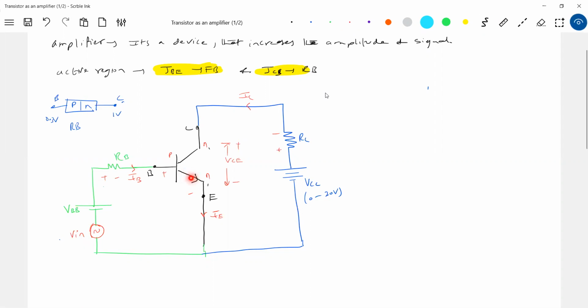Here is IE. How much current? IC. Here is IB. IB plus IC will become IE. Try to understand here now. It's like a junction. IC plus IB is equal to IE. Okay, got this. Don't think more.